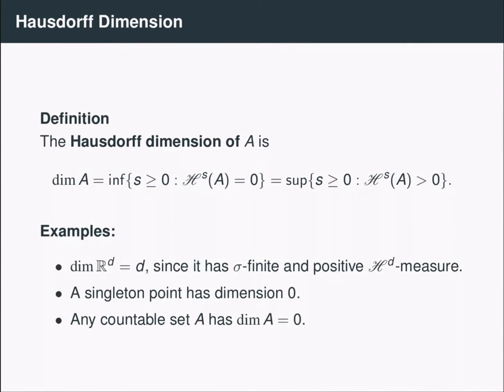So to recap, the Hausdorff dimension of a set A is equal to the infimal value of S for which the S measure of A is 0. Or equivalently, it's the supremum of all values of S for which the S measure of the set is positive. So for example, D-dimensional Euclidean space, as the name suggests, has dimension D. Moreover, any singleton point has dimension 0. And in fact, any countable set A will have dimension 0.